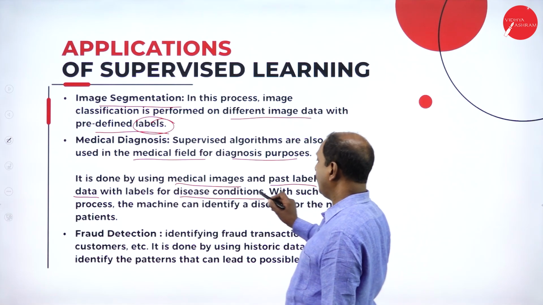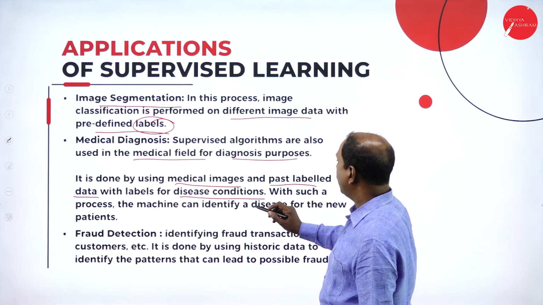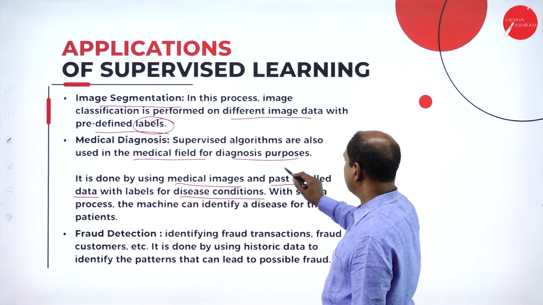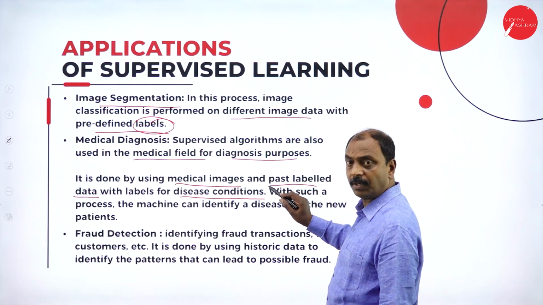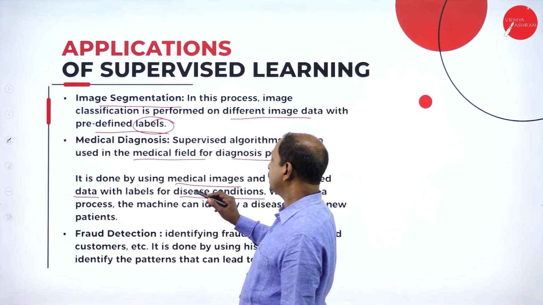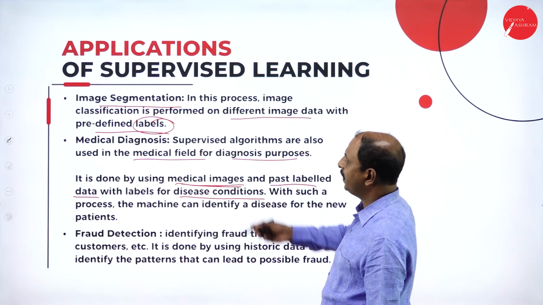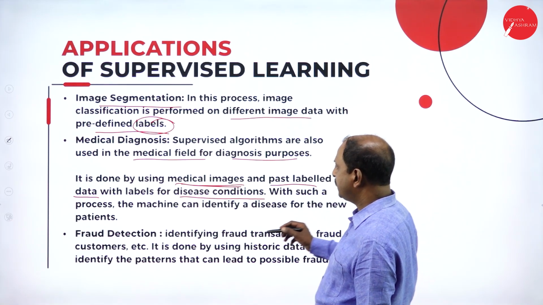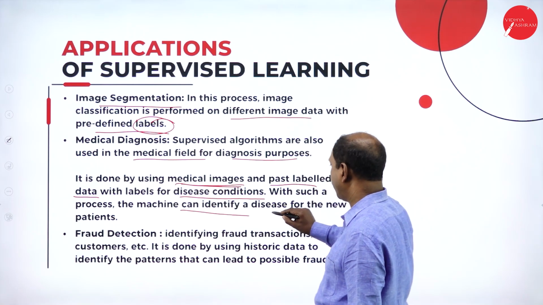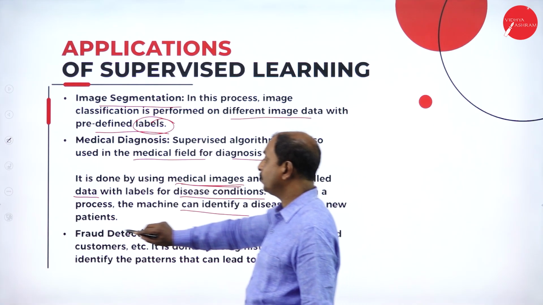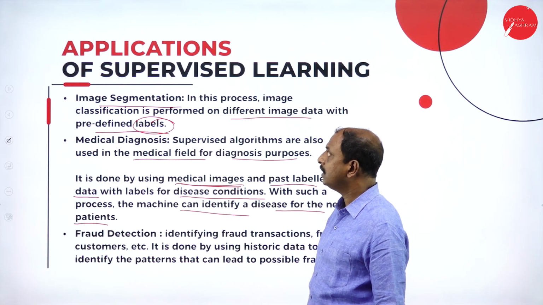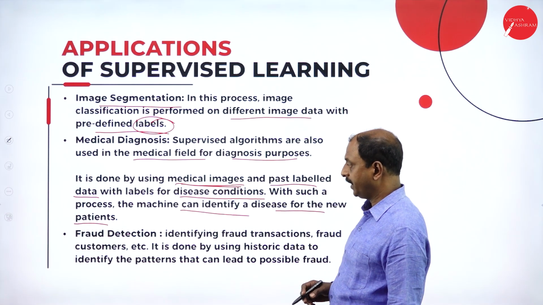Here we have a label for a particular disease, and we have a label for some other past experience models, and we have some other name for different images. See, this is the meaning of labeled data. With such a process, the machine can identify a disease for new patients. This is based on the supervised learning method.